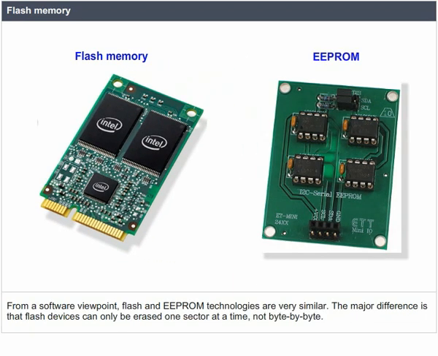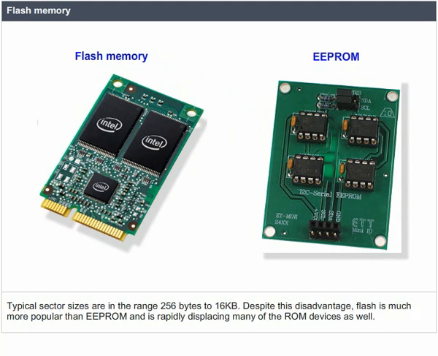From a software viewpoint, Flash and EEPROM technologies are very similar. The major difference is that flash devices can only be erased one sector at a time, not byte by byte. Typical sector sizes are in the range 256 bytes to 16 KB. Despite this disadvantage, Flash is much more popular than EEPROM and is rapidly displacing many of the ROM devices as well.